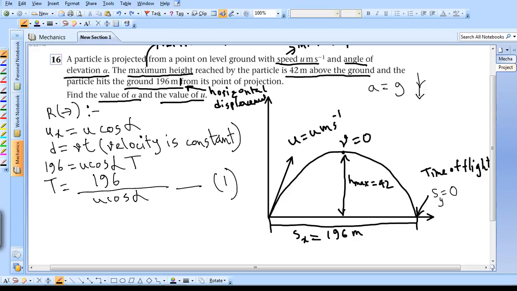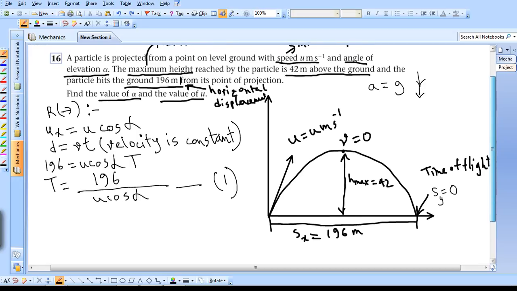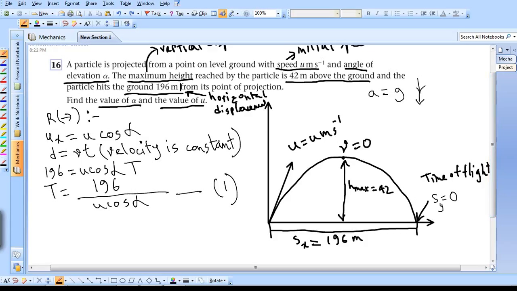Here we have obtained one equation, which involves the time of flight and the horizontal component of velocity. I hope that you have understood this step. If you don't understand, please let me know in the comment section. I'm happy to help you out.